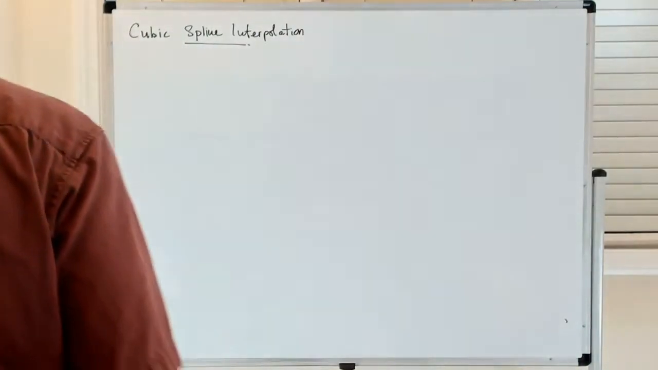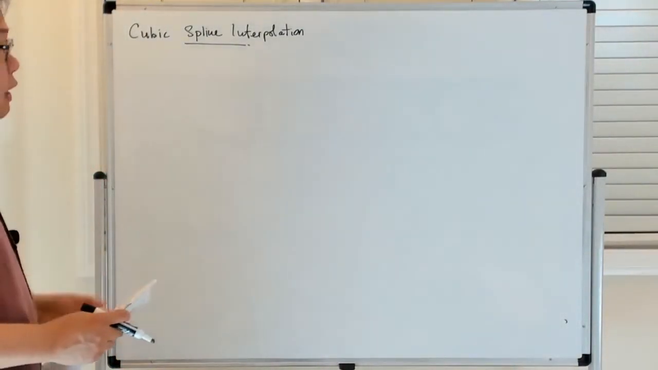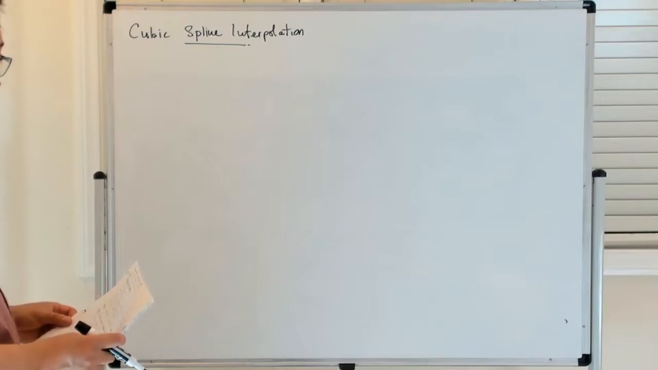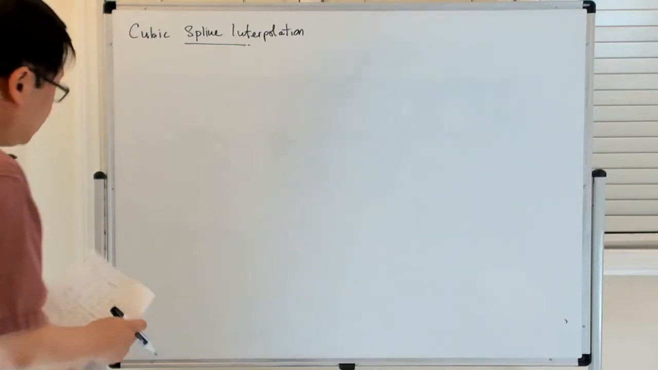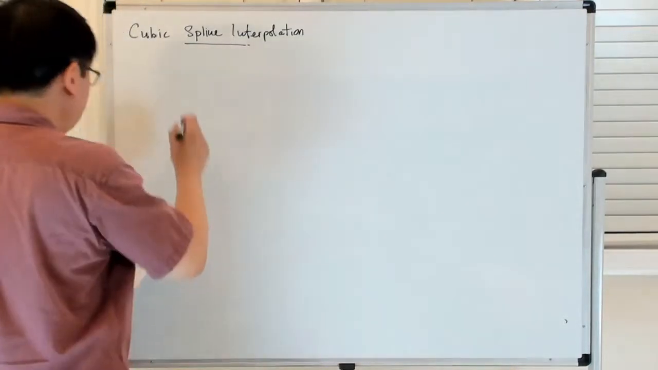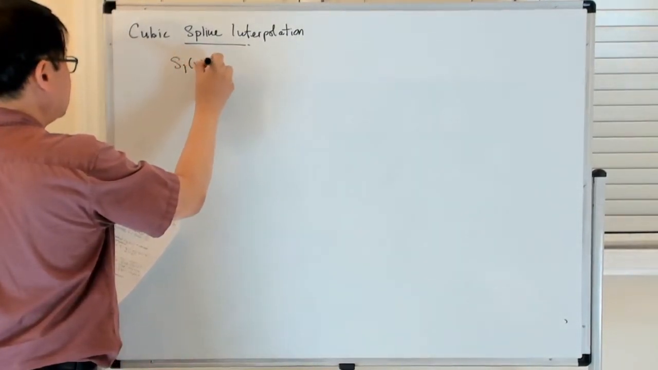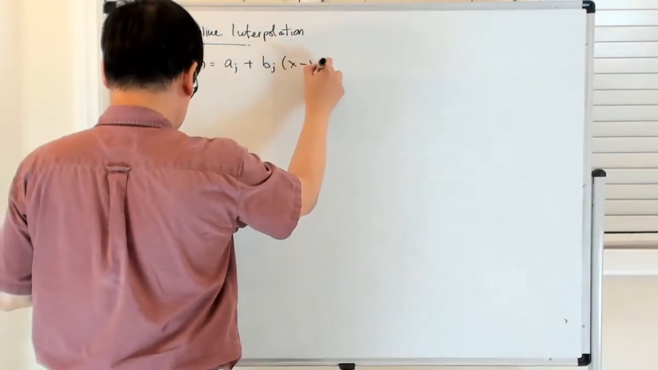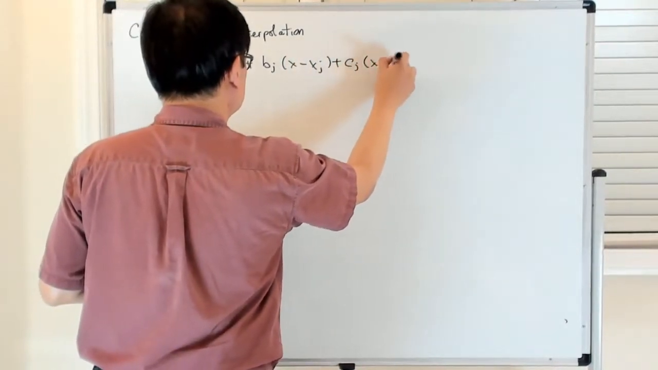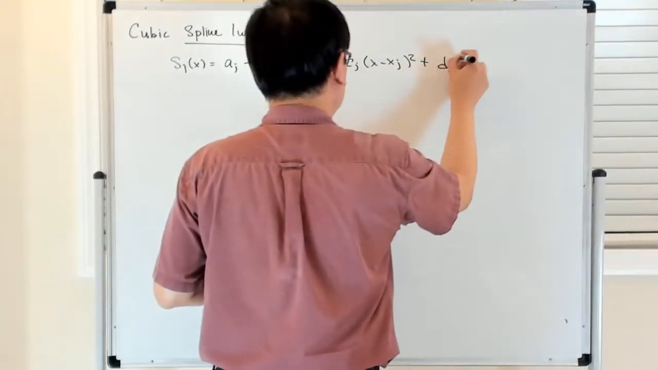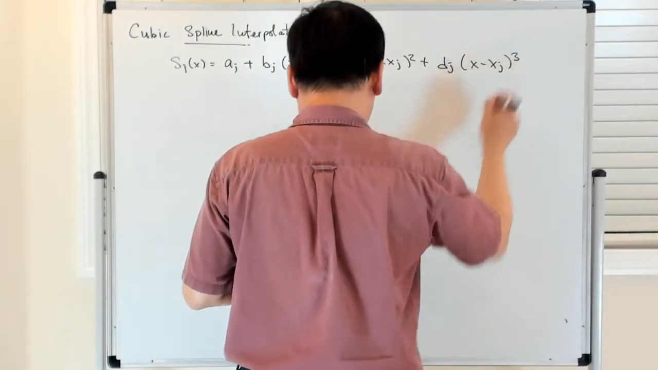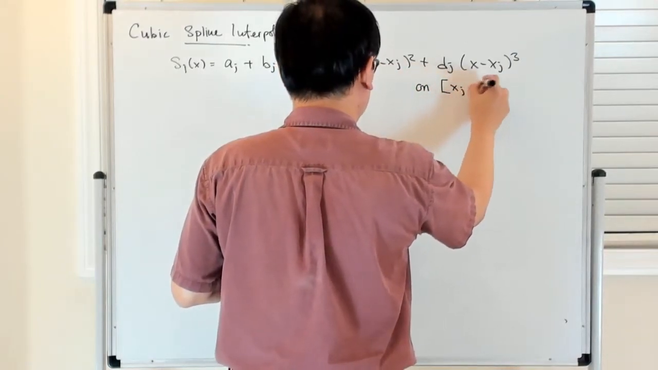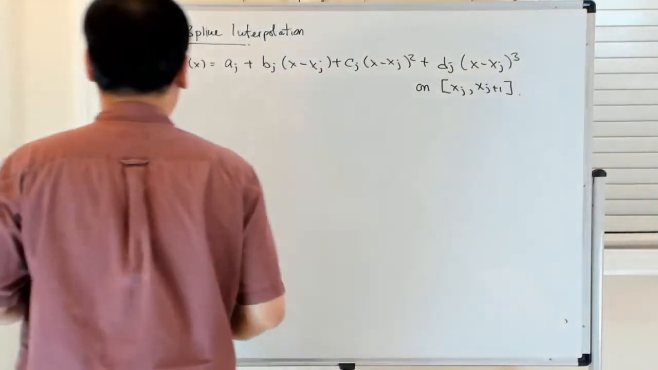Okay, so now we're going to continue our discussion of cubic spline interpolation and see how you can solve for the coefficients for each of those cubic polynomials on each subinterval. Okay, so again, you have S_j(x) equal to a_j plus b_j (x minus x_j) plus c_j (x minus x_j) squared plus d_j (x minus x_j) cubed on the interval [x_j, x_{j+1}], right?